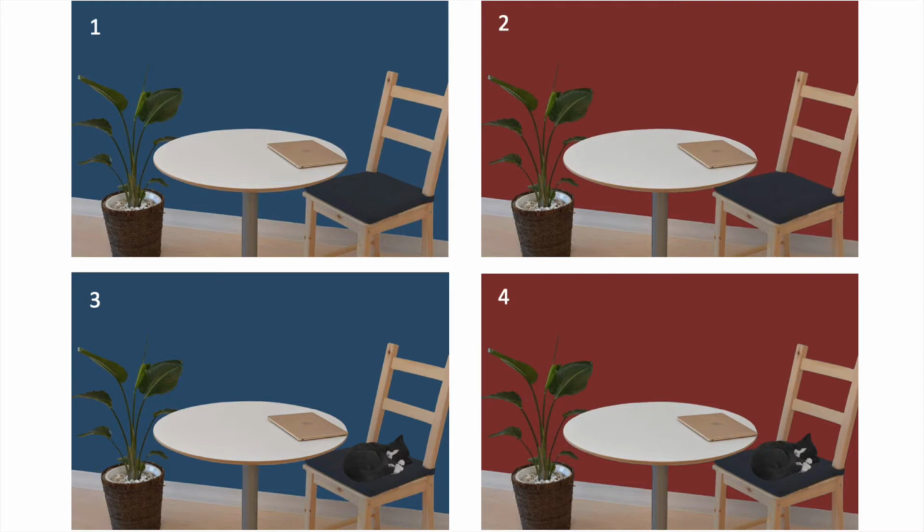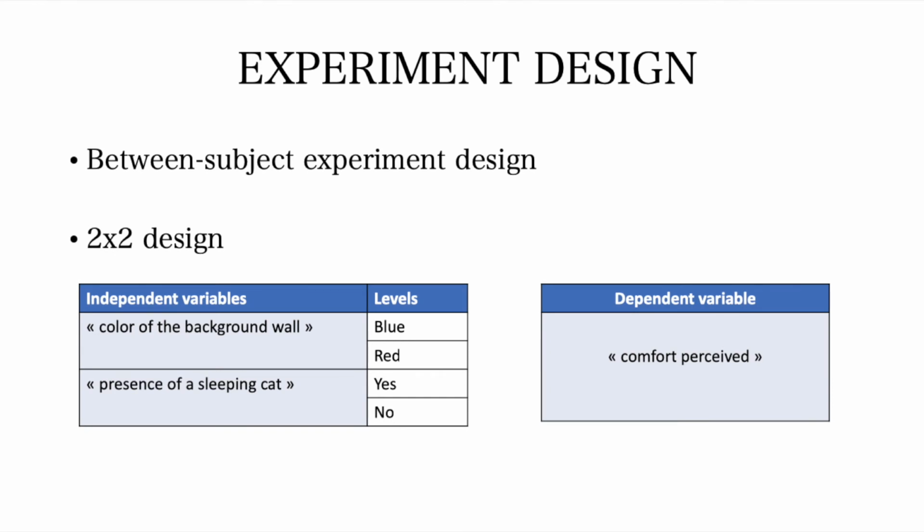Then, they were asked the following question: according to you, to what extent is the chair comfortable? Participants were forced to choose a single answer among 7 options ranging from extremely uncomfortable to extremely comfortable. We did a between subject experiment design. Our design is 2x2. Our independent variables are color of the background wall and presence of a cat sleeping on the chair. We have 2 levels for each independent variable: blue or red for the variable color, yes or no for the variable cat. Our dependent variable is comfort perceived, which refers to the perception of the comfort on the chair.